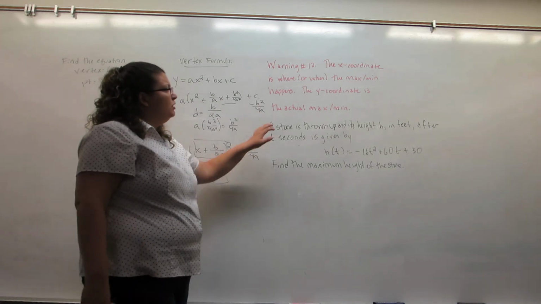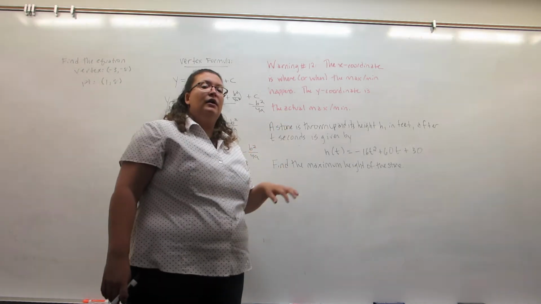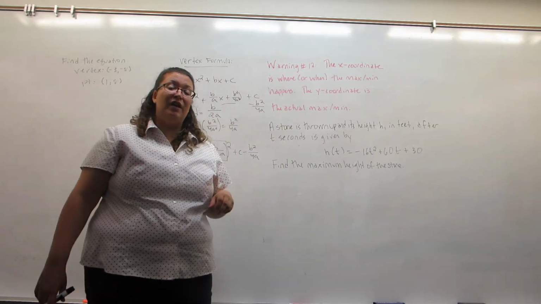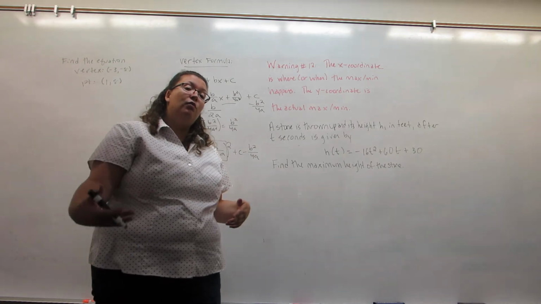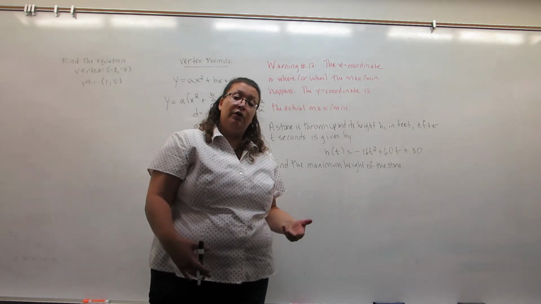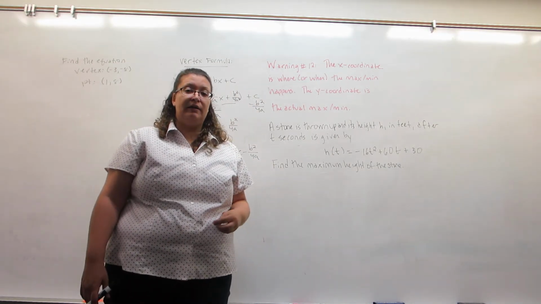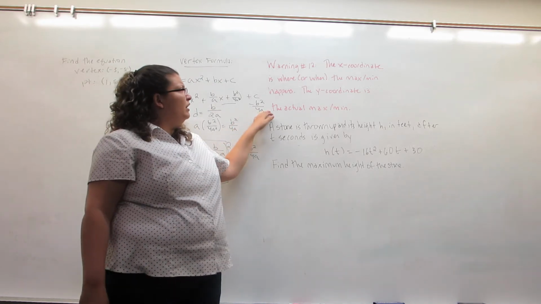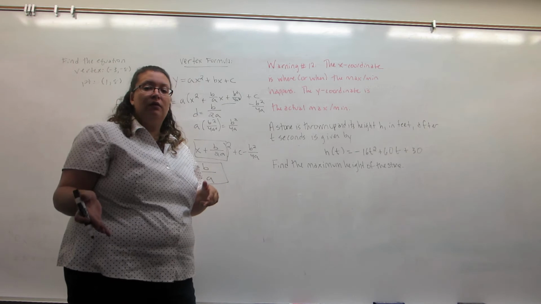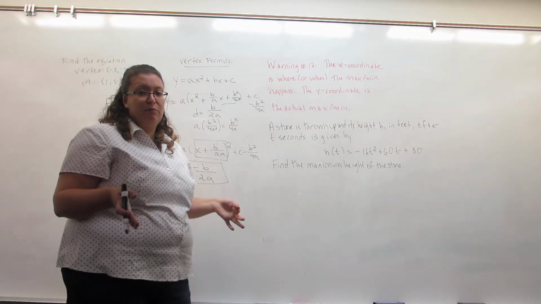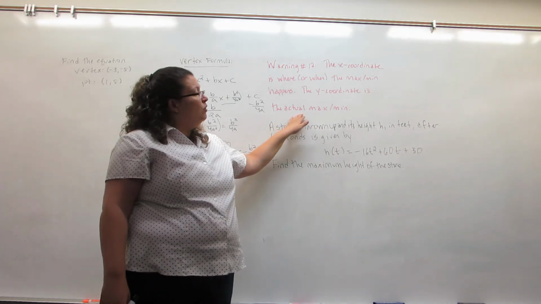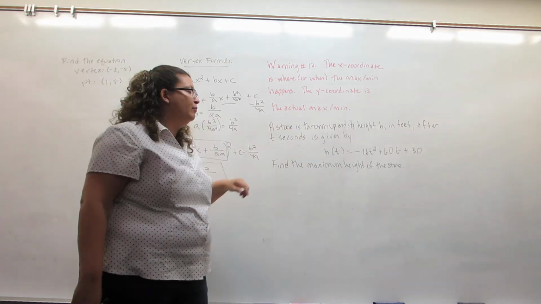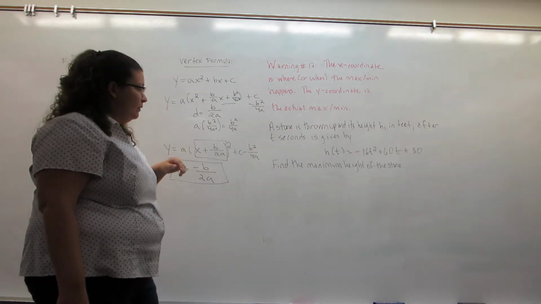This gives us warning number 12. Depending on the question, they may ask you for the x-coordinate or the y-coordinate of the vertex, or both. And you just have to be careful that you answer the question that was actually asked. The x-coordinate is always where or when, depending on the problem, the maximum or minimum happens. The y-coordinate is the actual maximum or minimum. So let's look at an example.